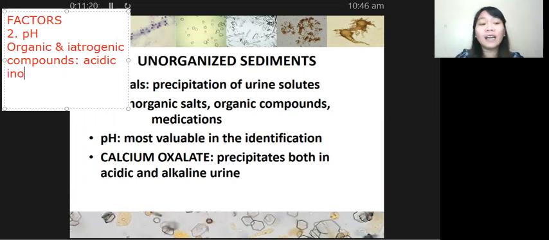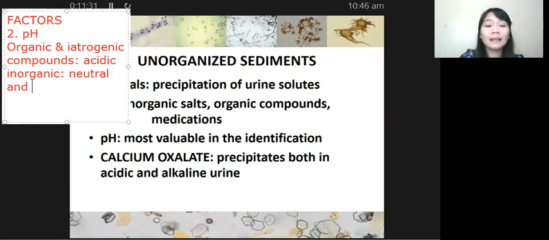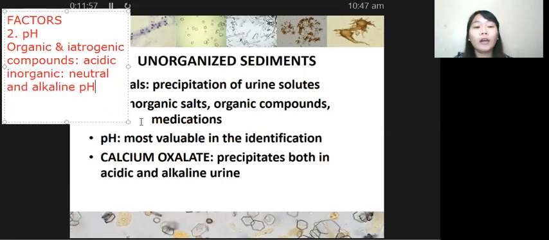So if we consider naman the crystallization of your inorganic compounds or inorganic solutes, so they crystallize in neutral and alkaline pH. Okay? So ito po yung general rule when it comes to the crystallization of your substances at certain pH levels. Alright, so those are the different factors that we have to consider in the crystallization of your solutes or your substances. Okay? So next, punta naman po tayo.